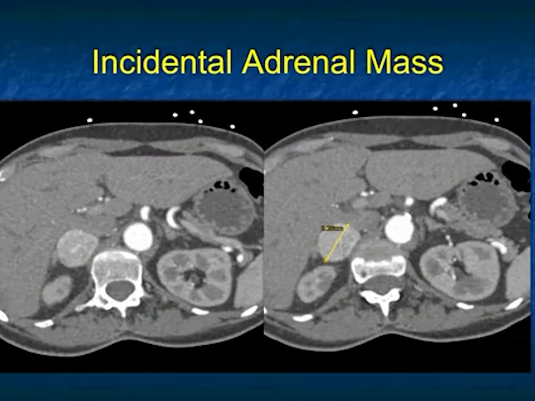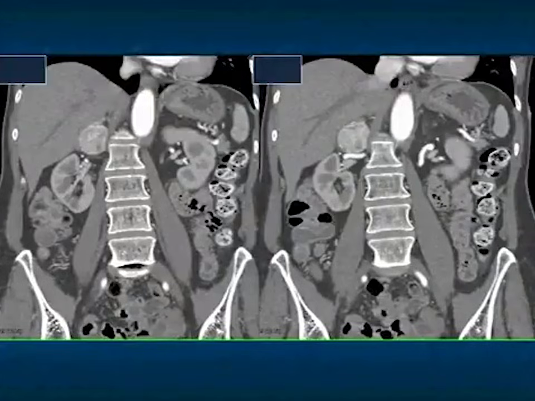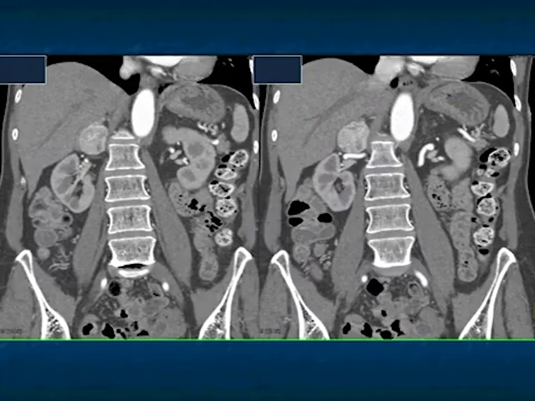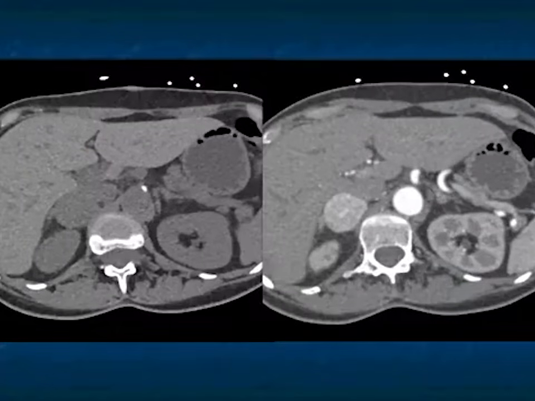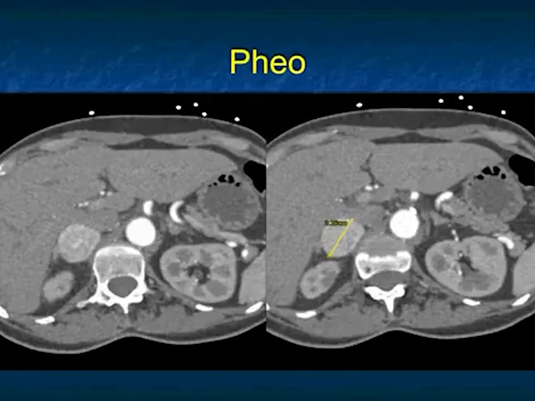Incidental right adrenal lesion. Look at this 3.3 centimeter mass, how vascular it is. That's the key. What could be vascular? Well, rarely you can get hemangioma. You could get metastasis from renal cell to the adrenal, which can be vascular. You can get neuroendocrine tumors, but the classic vascular adrenal lesion is a pheochromocytoma. Clinical history, usually the patient's hypertensive. Look at the patient's labs, the metanephrines. Classic pheochromocytoma.